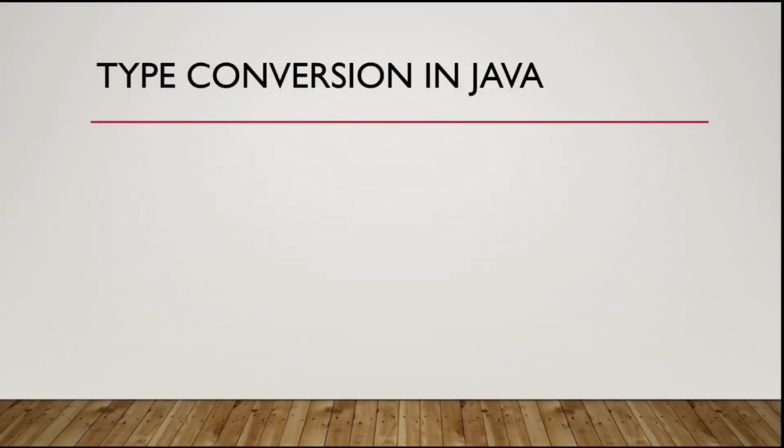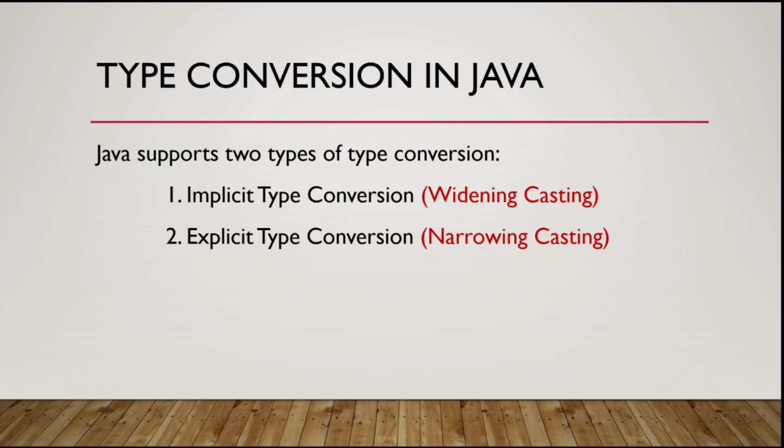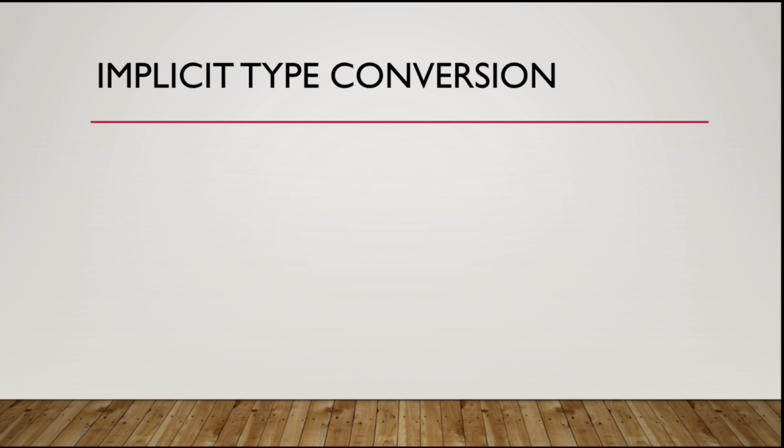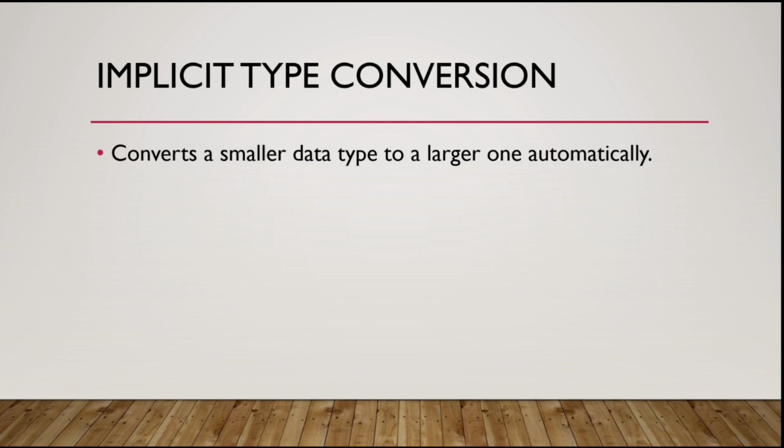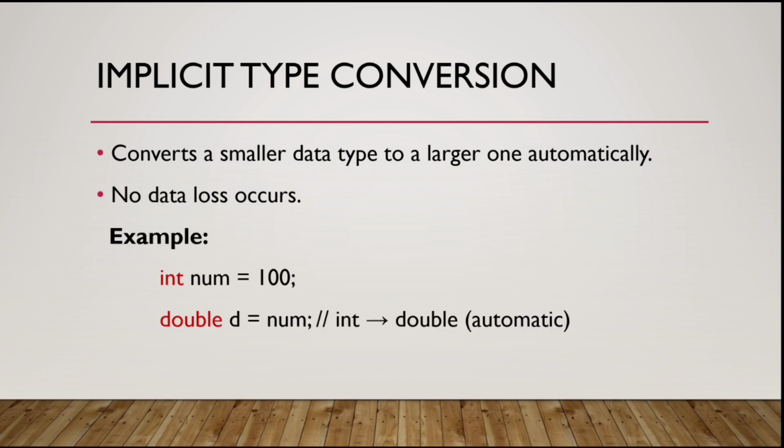Type conversion in Java. Java supports two types of type conversion. 1. Implicit type conversion, widening casting. 2. Explicit type conversion, narrowing casting. Implicit type conversion converts a smaller data type to a larger one automatically. No data loss occurs. Example: int num = 100; double dnum = num; int to double, automatic.